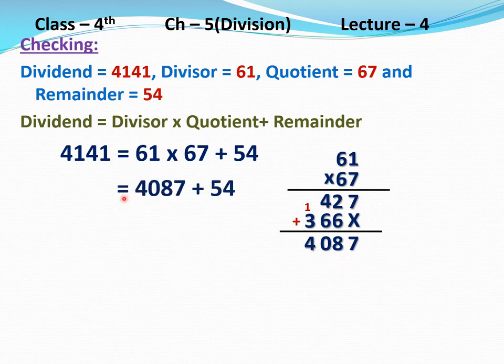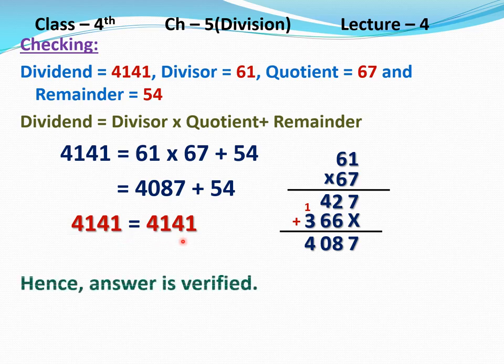Write down equal to 4087 plus 54. Now we will add 4087 plus 54. Okay, write down equal to 4141. Clear? Left hand side and right hand side both are equal. Left hand side equal to 4141 and right hand side is also 4141. Clear? Both are equal. Hence the answer is verified. Clear?